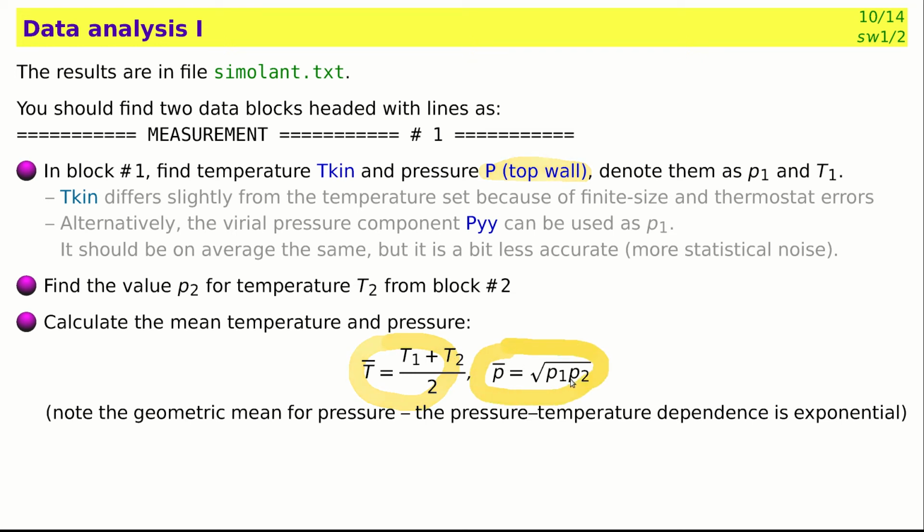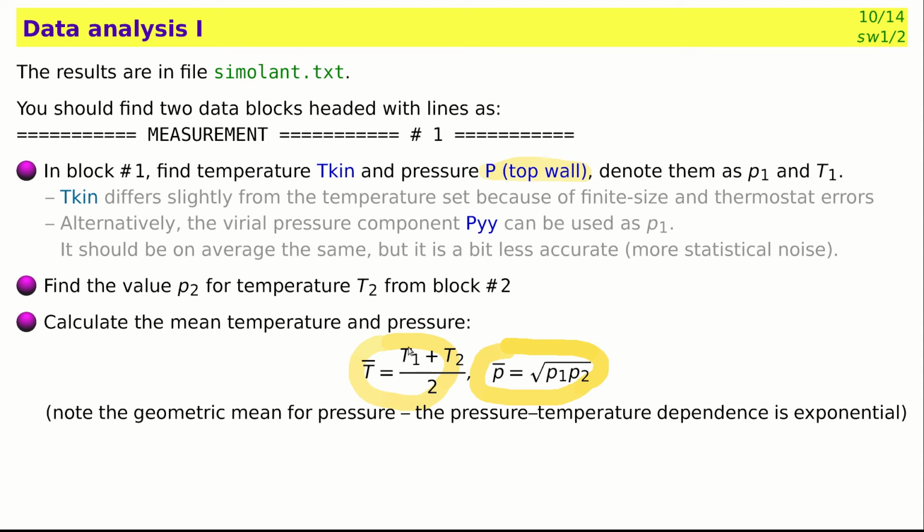Remember that the average pressure should be calculated as this geometrical mean, because it depends on temperature, or better on inverse temperature as an exponential. So this is perhaps a point to note. And with these temperatures and pressures, you will run another simulation.